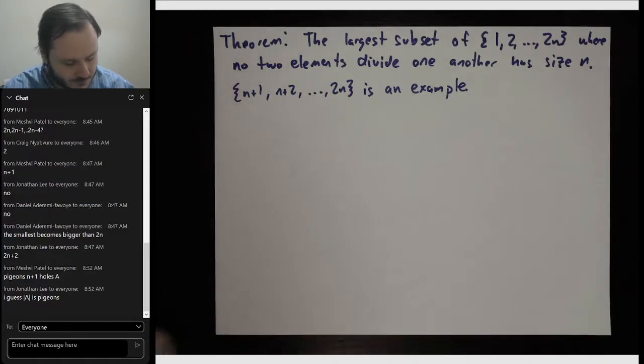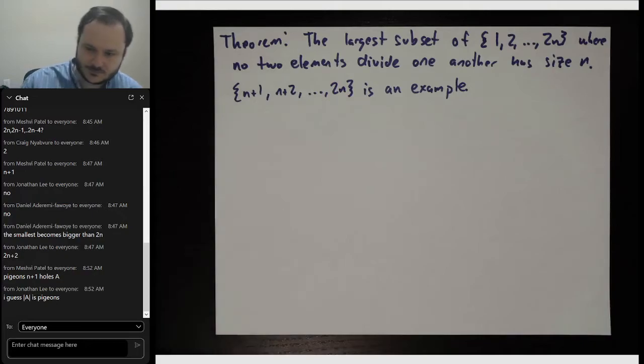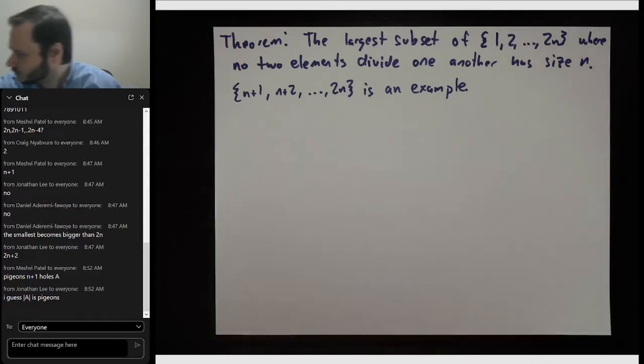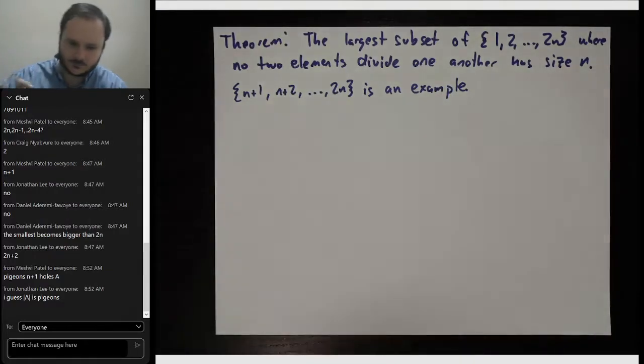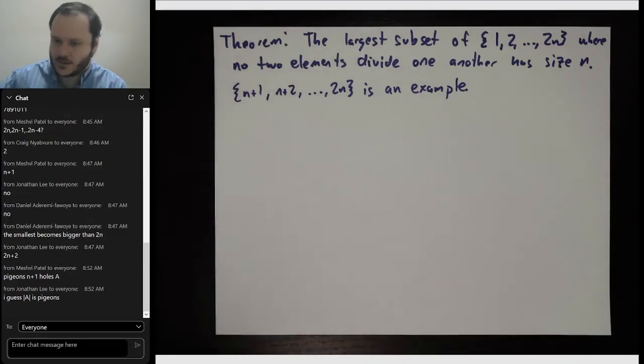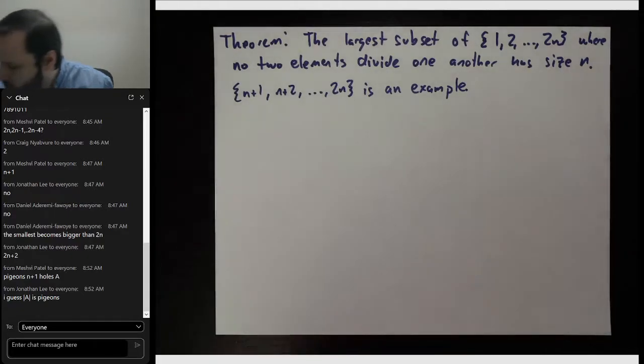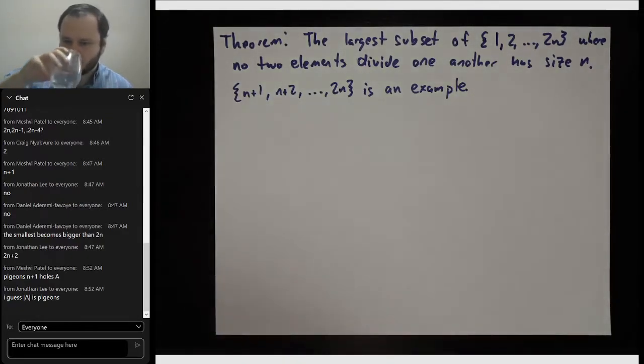Okay. Questions there? Gonna move on then. I have one more pigeonhole principle example, then we'll shift gears.